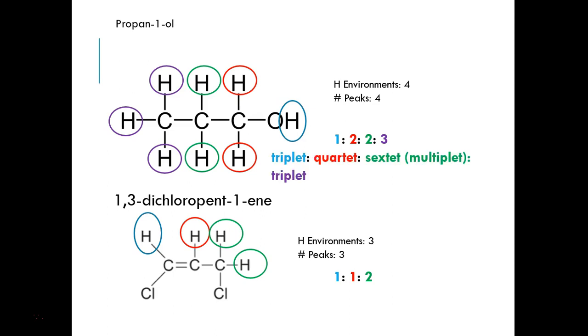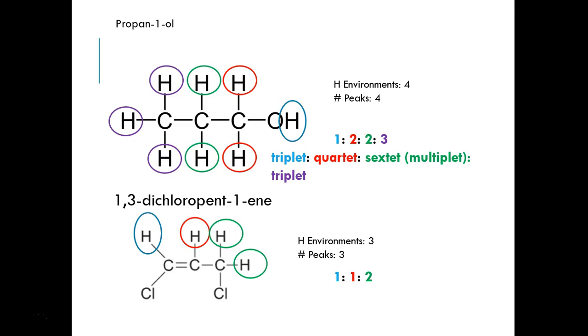So the blue hydrogen is a triplet because if we look at the next adjacent atom, so the next carbon, there's 2 hydrogens on that atom, and so it makes the hydroxyl hydrogen a triplet. When we look at the red hydrogens, we have 2 neighboring atoms, the carbon and the oxygen. There's a total of 3 hydrogens on those neighboring atoms. That would make it a quartet.